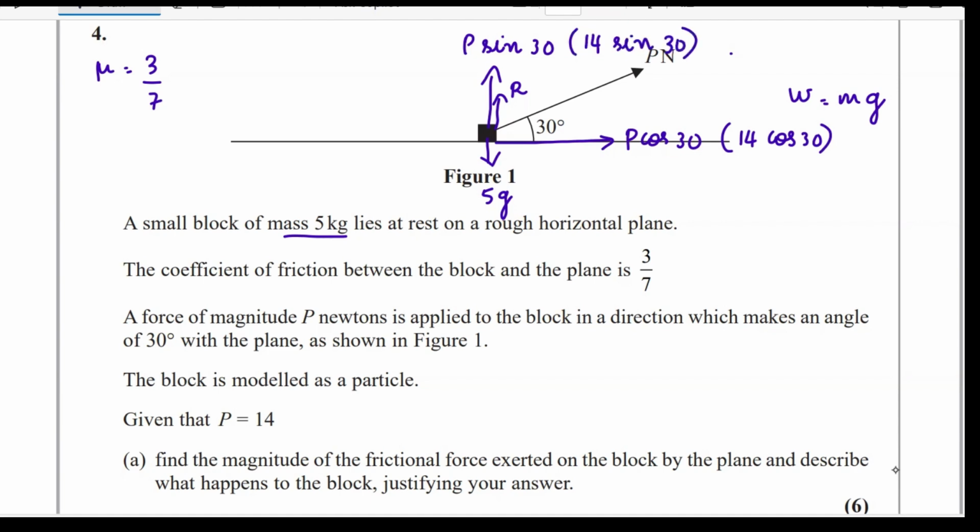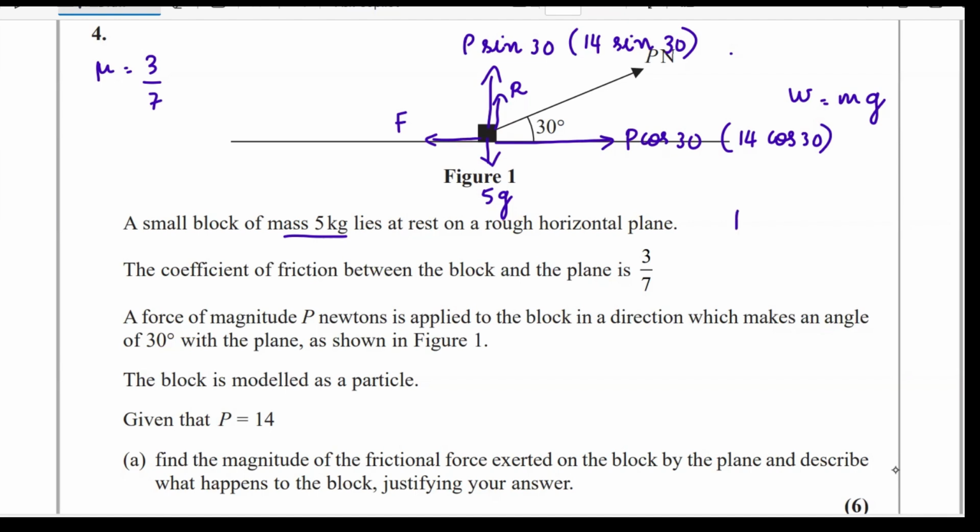Now find the magnitude of the frictional force exerted on the block by the plane and describe what happens to the block, justifying your answer. So we need to find out the magnitude of the frictional force. Since it's a rough horizontal plane, friction will always be acting against the direction of motion. So frictional force, I'm taking it as F, will be acting against the direction of motion, which will be towards the left. We need to find out the value for F.